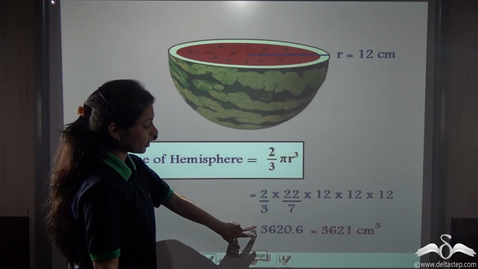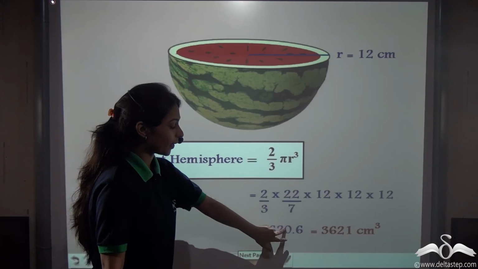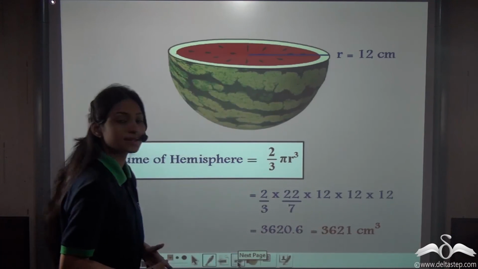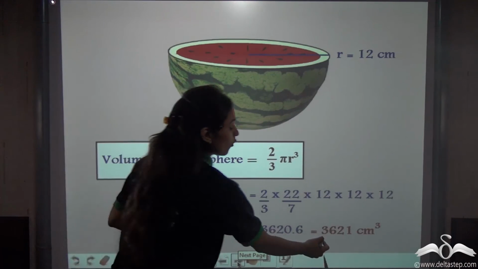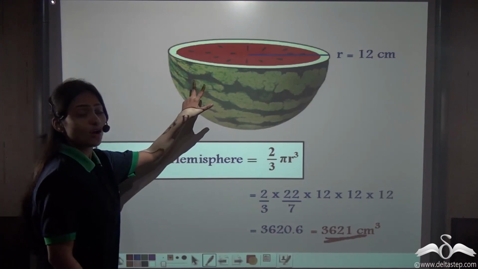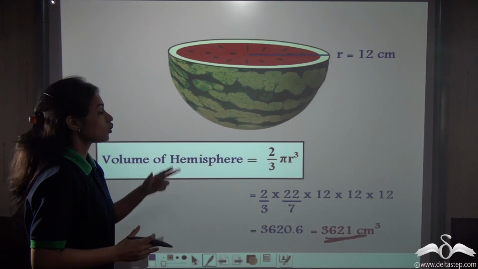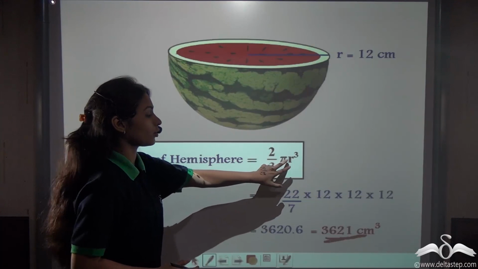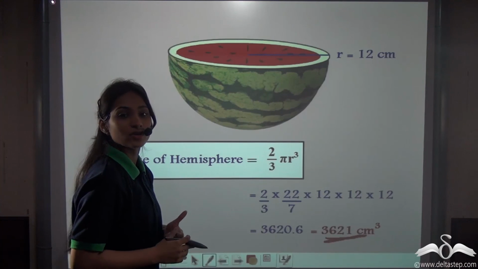So, solving this, we are getting 3620.6, that rounds to about 3621 centimeter cube. So, this is the volume of one of the hemispheres of this watermelon. So, you can say that the volume of the hemisphere is what? 2 by 3 pi r cube, where r represents the radius of a hemisphere.